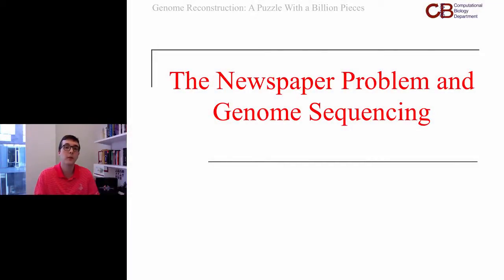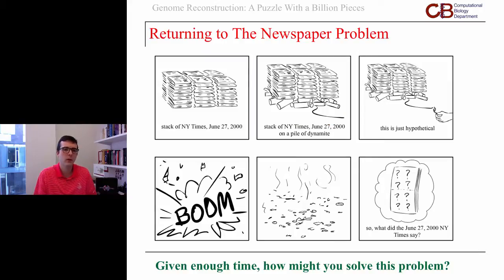So now that you know a little bit more about what a genome is, what it means to sequence a genome, and why that's an important problem, I wanted to come back to this newspaper problem that I had mentioned before. So if you were given enough time to figure out what all these little pieces of paper said, and somehow put them back together into knowing what the news was on that day, how is it that you might solve it? That's the question that we want to think about.